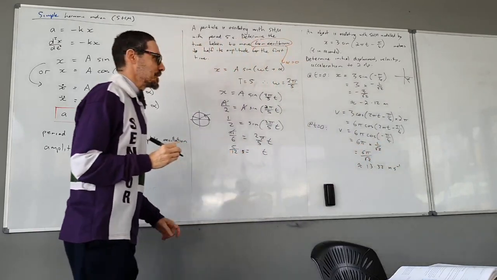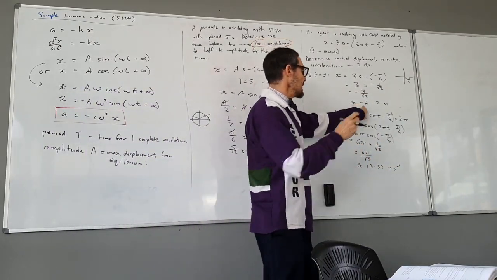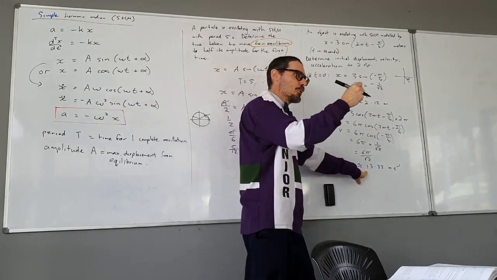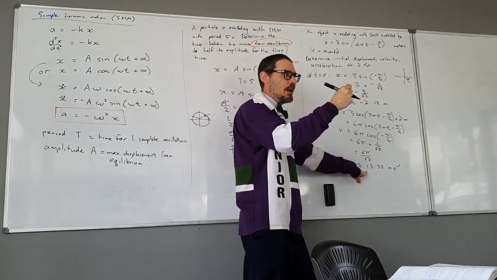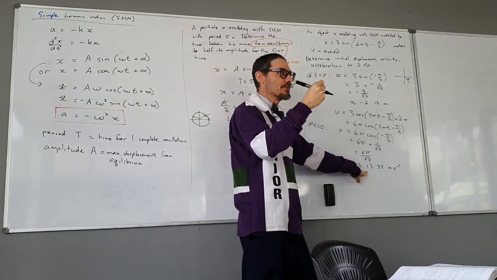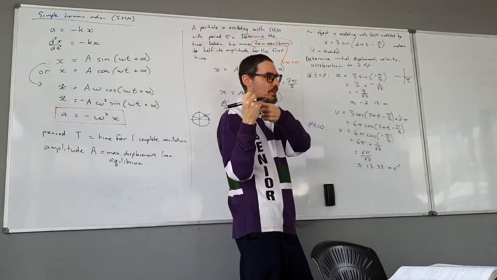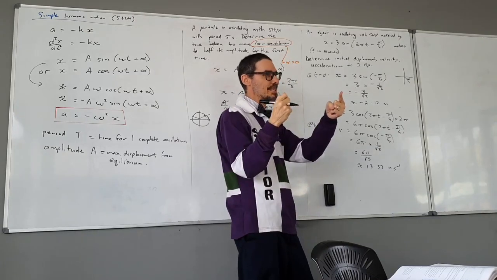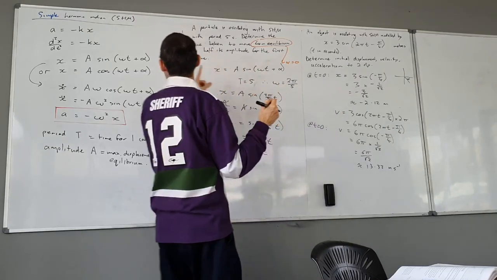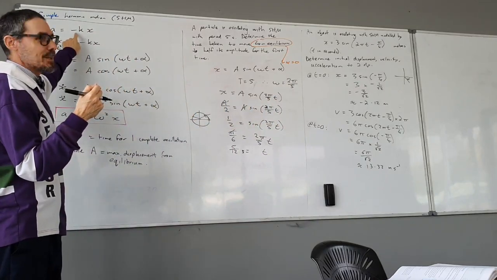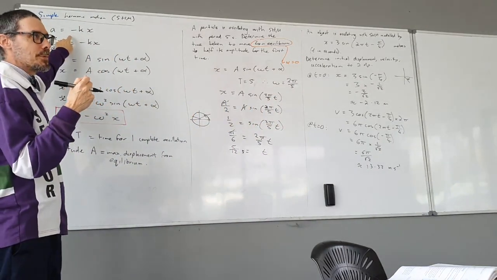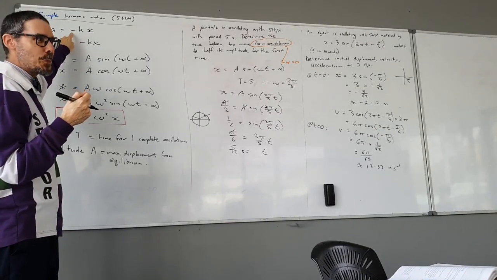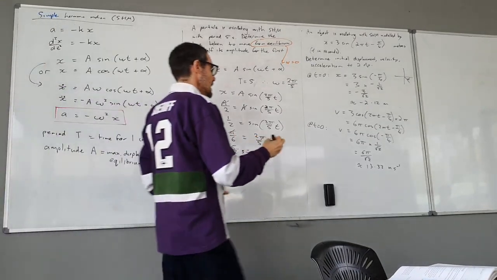Don't get confused. It's displaced negative, but its velocity is back towards equilibrium. It can be displaced negative and have its velocity still be going out. But its acceleration is always going to be the opposite of displacement, always. Let's check it.